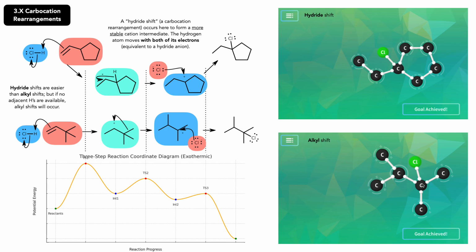The other, alkyl shifts, occur if no suitable hydrogens are available, and then, only then, can an alkyl group possibly migrate instead. The entire R group moves with its bonding electrons, shifting the positive charge onto a different carbon. Again, this is less common than hydride shifts, but still important when no hydrogens are positioned to stabilize the carbocation.